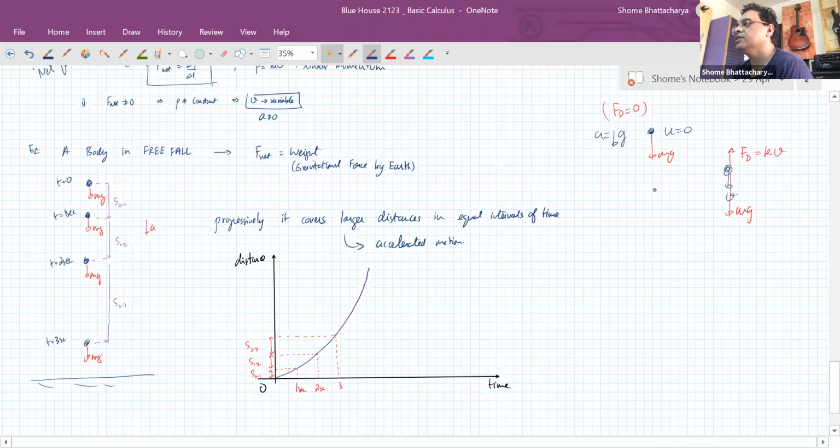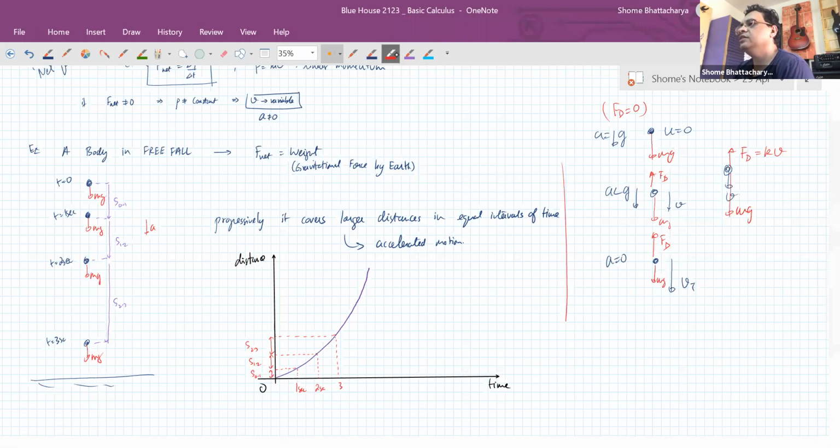But as time progresses, it's gaining some velocity. So now it's got some v. Along with the gravitational force, there is the air drag force acting. So its acceleration has become less than g, but it's still accelerating downwards. But at some point of time, it reaches what is called the terminal velocity. When it reaches the terminal velocity, its acceleration becomes 0. Why? Because the drag force has become big enough to balance the weight acting on it.